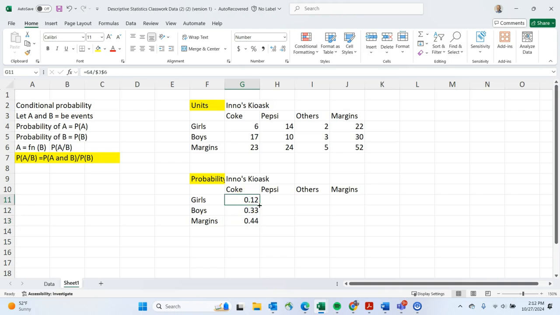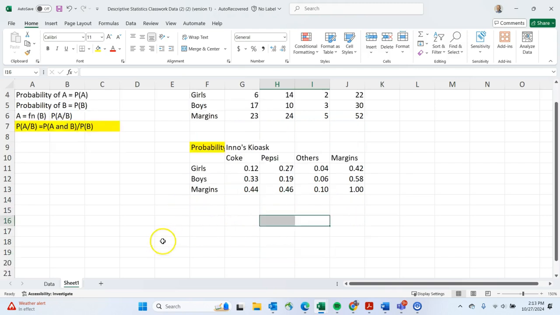As I said, you don't have to do it manually. All you can do is grab here, drop down, and take it all through, across. And so you can see we have probabilities for all. This one will be 1. If you add Coke, Pepsi, and others, remember we learned about the addition probability rule. If those are the only available items, then the probability will be 1. If we have only girls and boys, and you add the two probabilities, you will get 1.